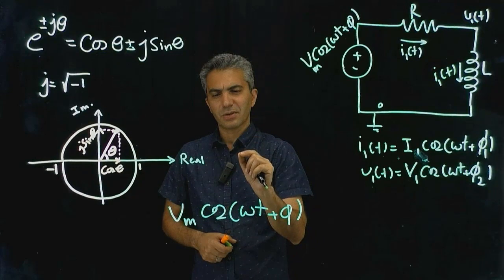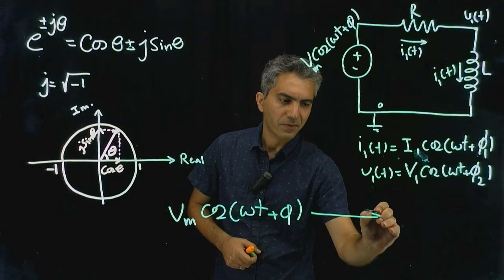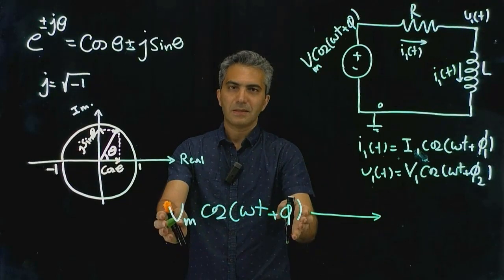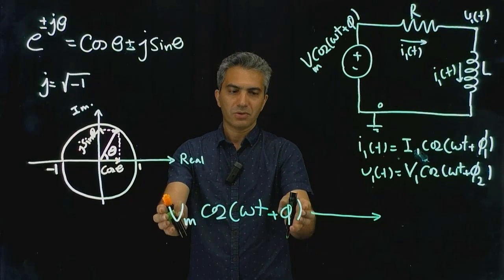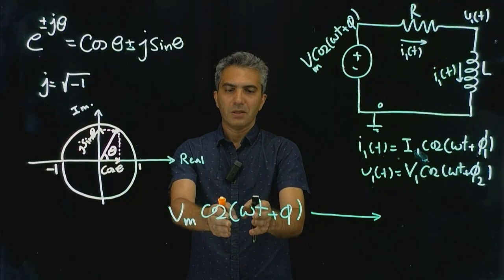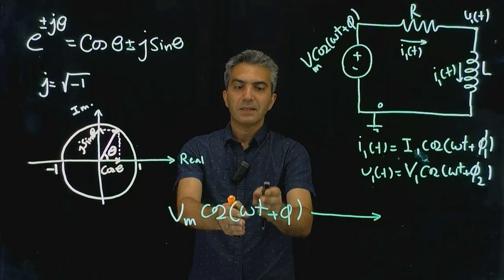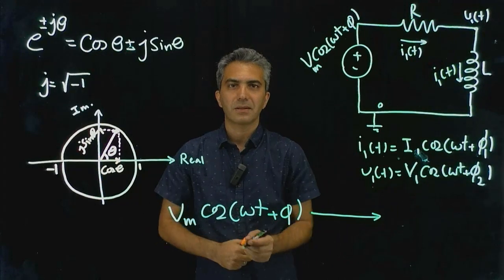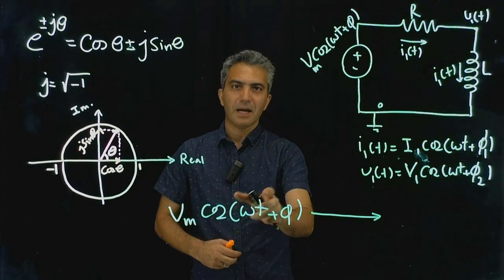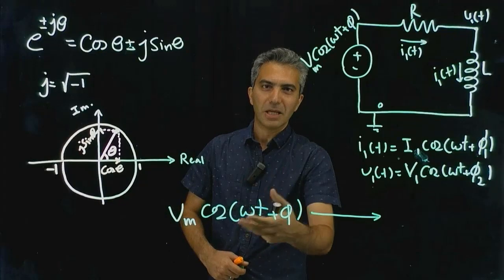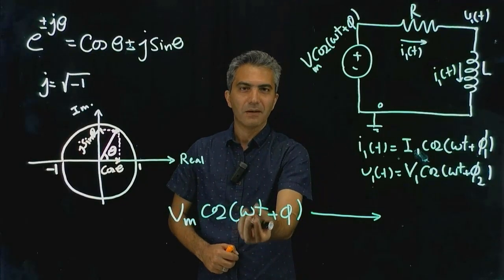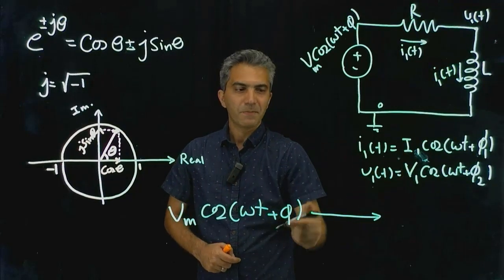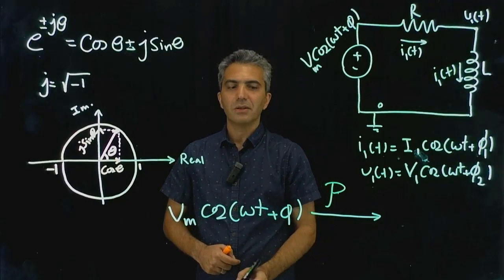So therefore, we're going to define a transformation that transforms this signal, or this function, from a domain where omega t exists, or in other words, time exists, to a domain where the time doesn't exist anymore, because I don't need to keep track of time, since the component of the signal that changes with time is known to me. I already know that. And that transformation is called the Phasor transformation.